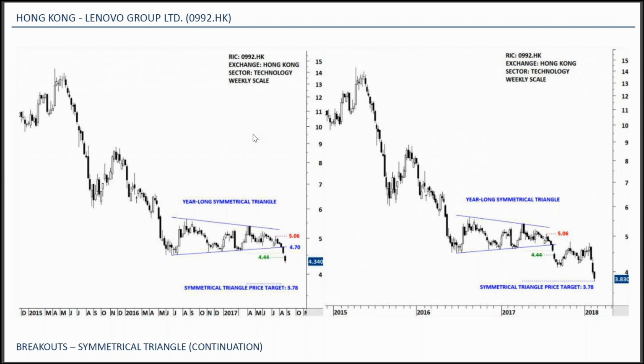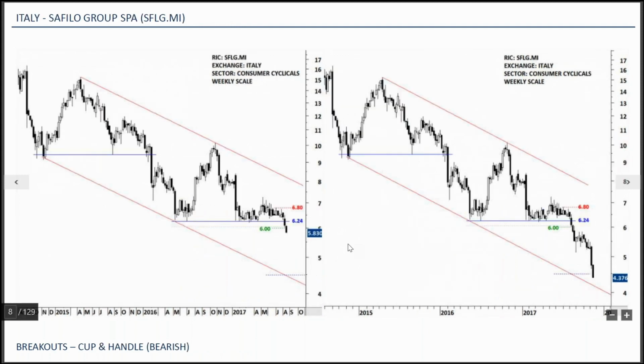For example, Hong Kong's Lenovo Group has been in a clear downtrend, and the development of this year-long symmetrical triangle was a clear bearish signal, the breakdown, and then the stock reached its chart pattern price target. What was important here is that there was a clear established downtrend. The other one was Italy's Safilo Group. The stock has been in a clear downtrend, and then in a stair-step fashion, here the breakdown, and then another breakdown reached immediately its chart pattern price target.